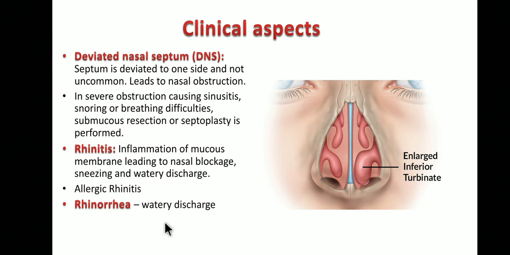Now sometimes you also have what is called CSF rhinorrhea. If there is a fracture at the base of the skull, then CSF might pass through the cribriform plate and discharge as rhinorrhea, which is called CSF rhinorrhea.